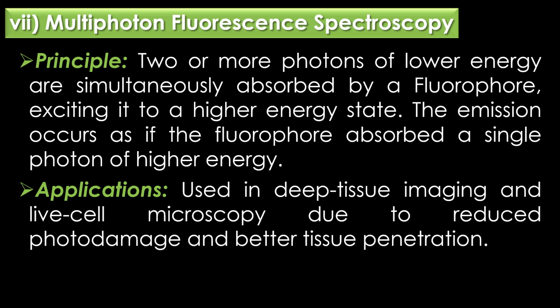The seventh type of fluorescence spectroscopy is multiphoton fluorescence spectroscopy. In multiphoton fluorescence spectroscopy, two or more photons of lower energy, typically near infrared, are simultaneously absorbed by a fluorophore, exciting it to a higher energy state. The emission occurs as if the fluorophore absorbed a single photon of higher energy. Regarding applications, this technique is often used in deep tissue imaging and live cell microscopy due to reduced photodamage and better tissue penetration.